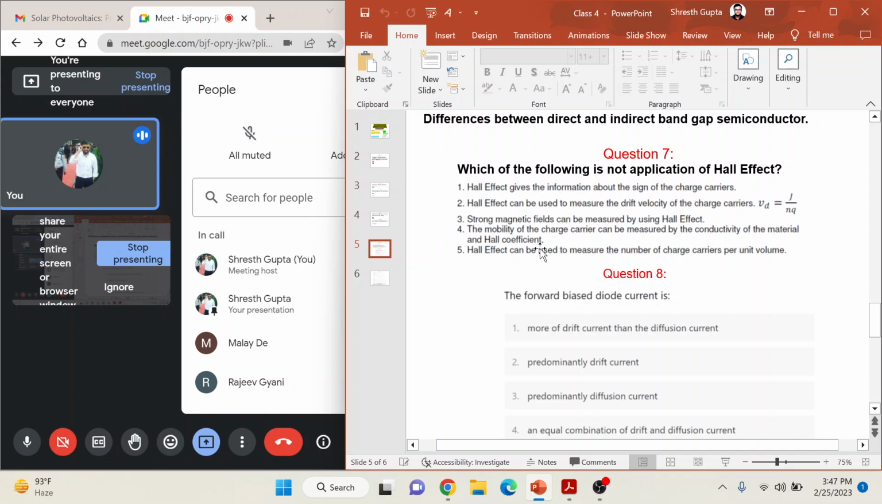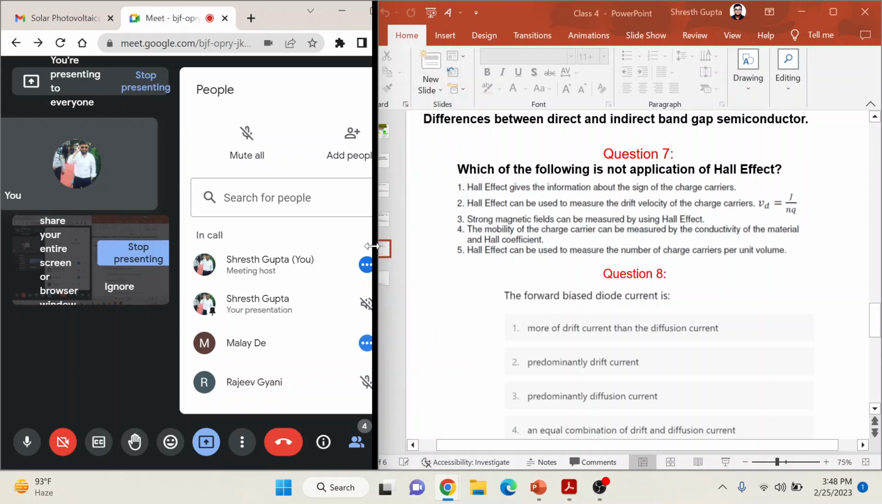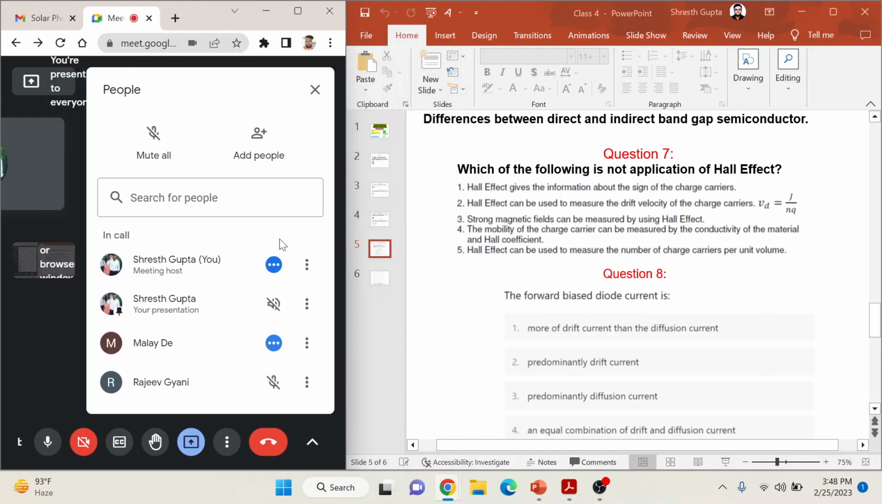Fourth is saying the mobility of the charge carrier can be measured by the conductivity of the material and Hall coefficient. And the fifth is saying Hall effect can be used to measure the number of charge carriers per unit volume. So this is a theoretical question. Number 2 is not. Why do you think so? What is the drift velocity formula?